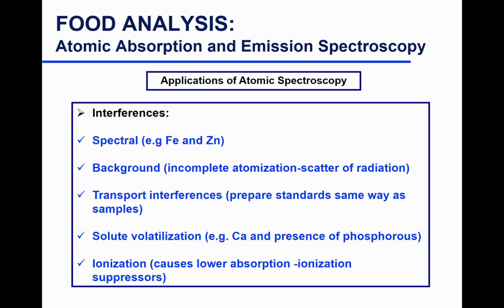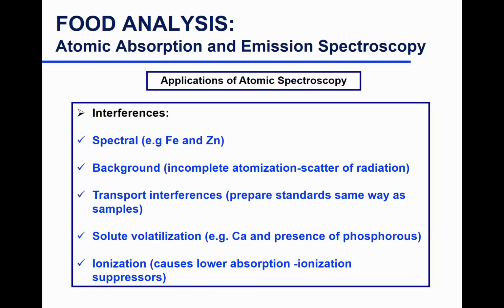Volatilization, we talked about that in the lab: the presence of calcium and phosphate leads to the generation of calcium pyrophosphate, a large molecule that will not be volatilized and hence not atomized. So what do we use? Do you remember what you used to prevent that? Lanthanum chloride. The lanthanum will react with your phosphate, preventing it from interacting with the calcium so that that large molecule does not form.